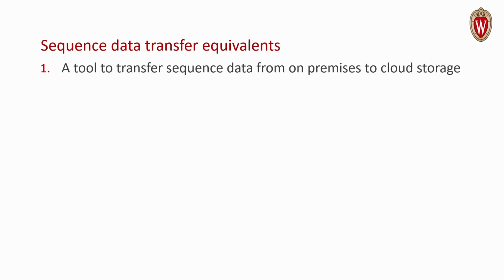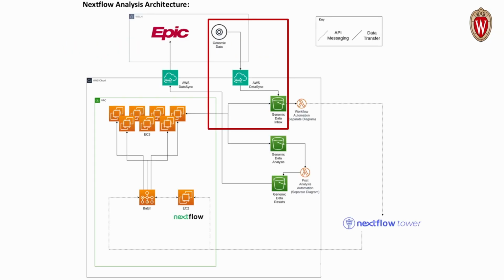The equivalent for this, if you weren't using AWS, is simply a tool that would transfer sequence data from an on-premises location to cloud storage. And this is this part of the diagram here in this red box, where we have genomic data present on a drive at WSLH, and then a DataSync task here transfers data to what we call our genomic data inbox, which is in AWS Cloud.